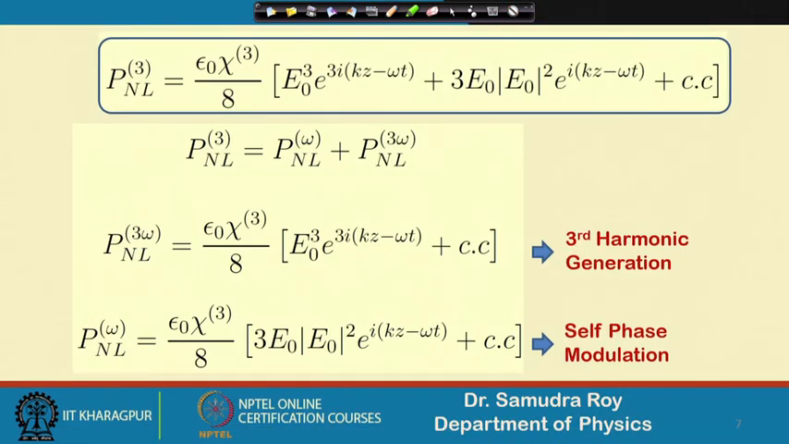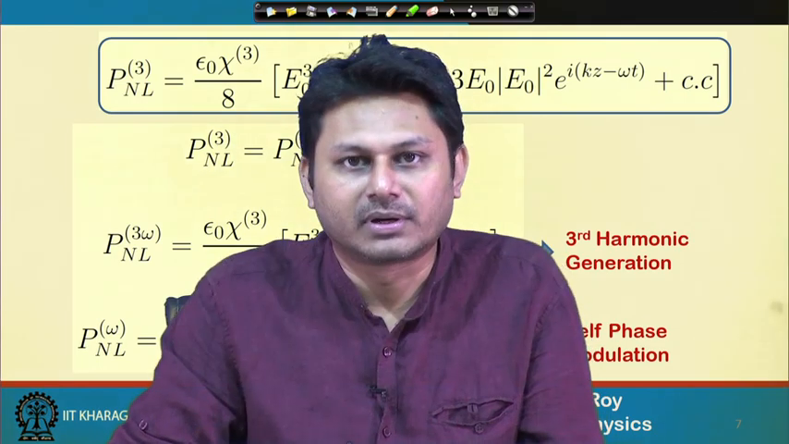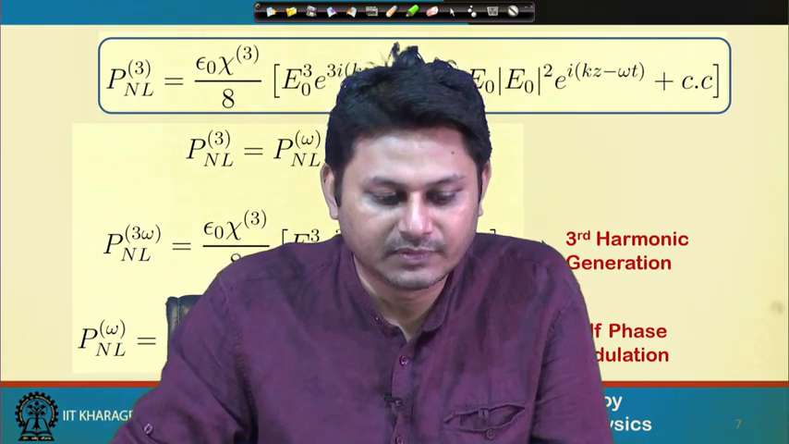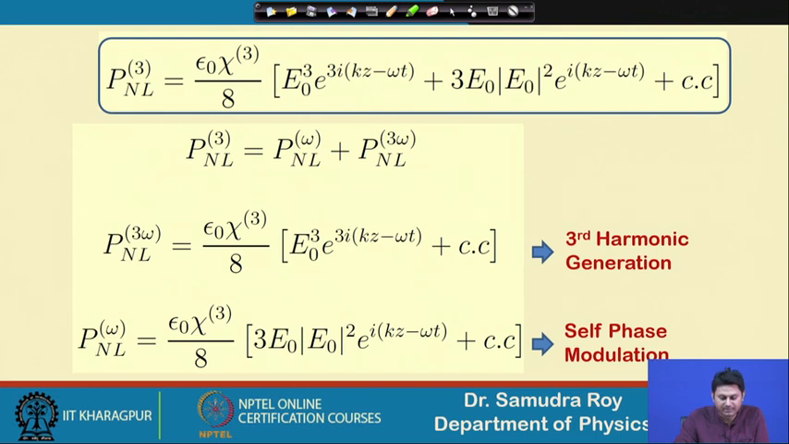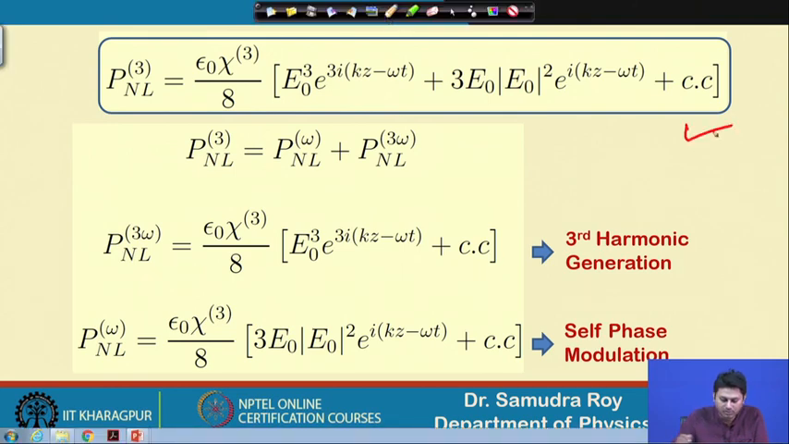So, two different frequency components, that means two different kinds of vibrations. Let us see here. P nonlinear we already have here. P nonlinear is epsilon 0 chi 3 divided by 8 multiplied by E 0 e to the power i(3kz minus omega 3 t), this quantity that we have already shown. Now, I write this P nonlinear in two parts, P nonlinear omega and P nonlinear 3 omega. Writing omega means I am talking about this component, writing 3 omega means I am talking about this component. So, these two components now separate out.